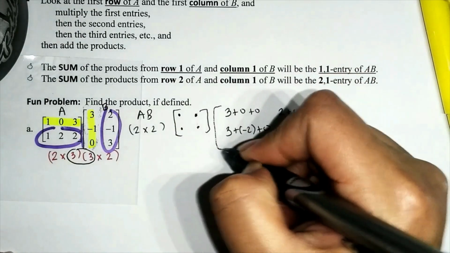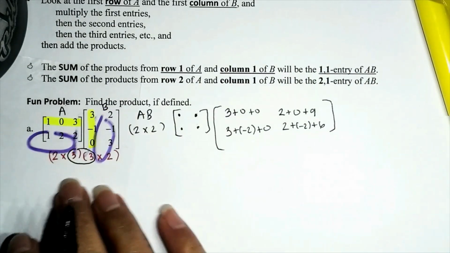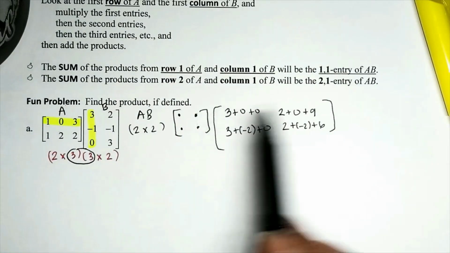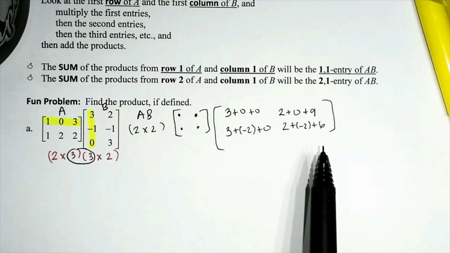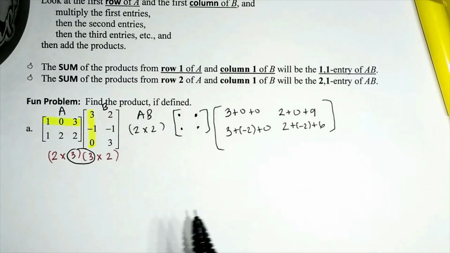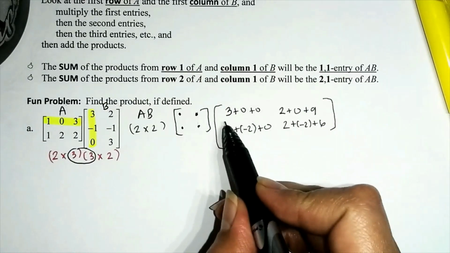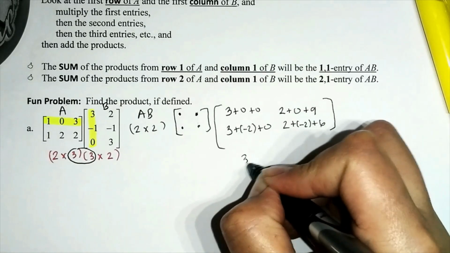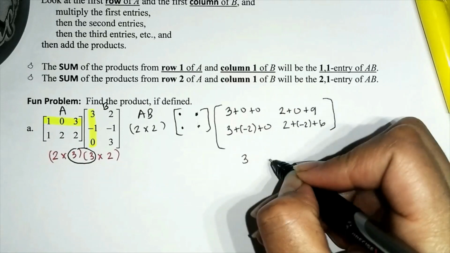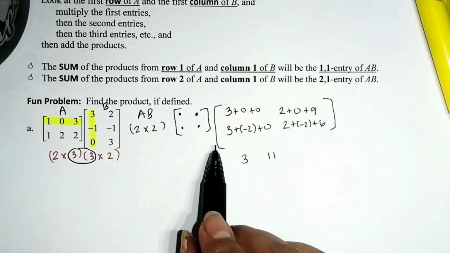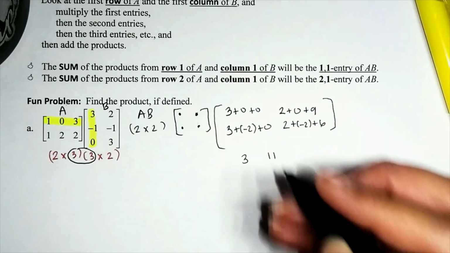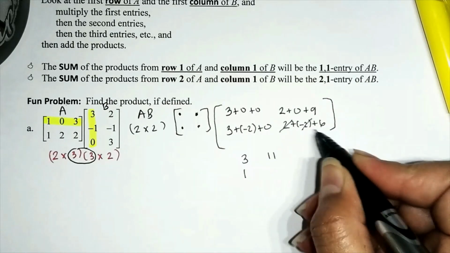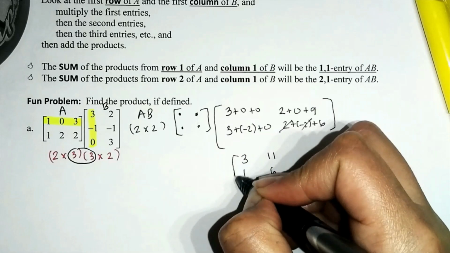Okay, now let's look at our prediction. So our prediction said that the product should be of size 2 by 2, 2 rows and 2 columns. That's exactly what we have. Let's just take care of the arithmetic. The sum of 3, 0, and 0 is 3. The sum of 2 and 9 is 11. And the sum of 3, -2, and 0 is, I believe, 1. And the sum of, oh, these cancel out. 2 plus -2 is 0, and that will give us 6.